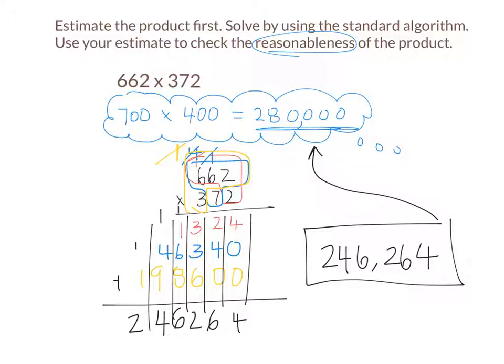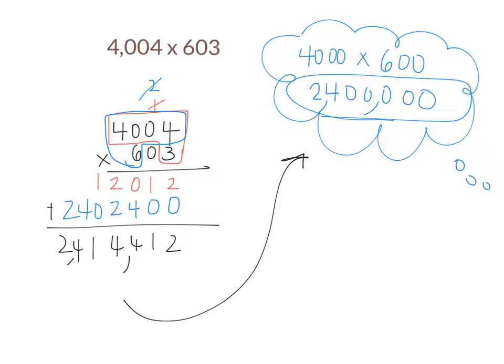If I wanted to feel even better, I could solve it a second way. What could be a second way I could do this problem? Area model. Area model, very good.